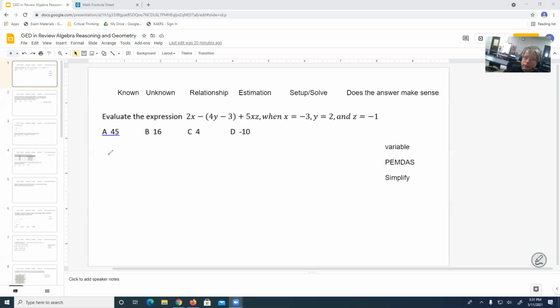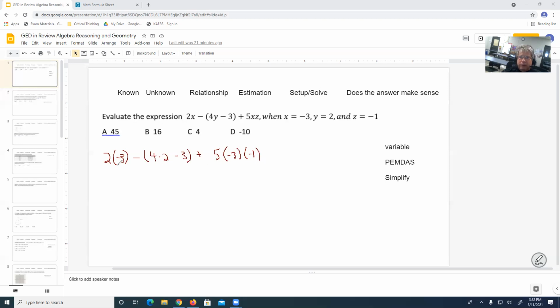So 2x means 2 times x. And so to represent multiplication, I use parentheses, and I'm replacing x with a -3. So if negative numbers are involved, a lot of times I'll use parentheses for multiplication. Minus then we have this 4 times 2, y is 2, and then minus 3. And then we have plus then 5xz, so that means 5 times x times z. So I'm going to again use parentheses for multiplication. So 5 times x is a -3 and times z, which is a -1.